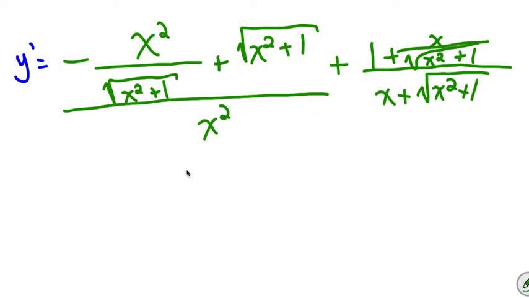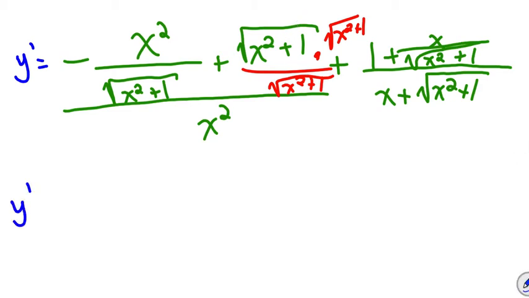Okay, so let's simplify this numerator. We need to have a denominator of x squared times the square root of x squared plus 1. So that means I'm going to multiply this one over here by square root of x squared plus 1 over square root of x squared plus 1, which is kind of nice because that square roots will cancel out there. So what do we have now?